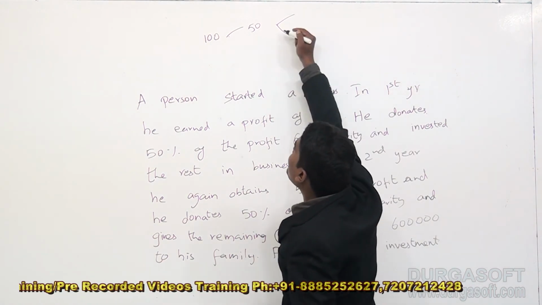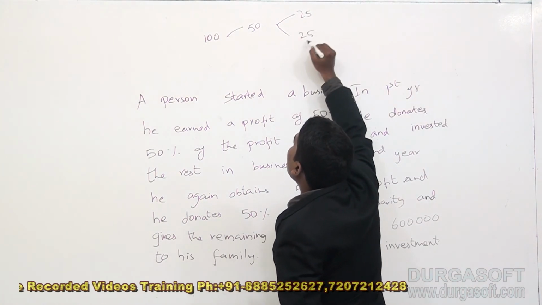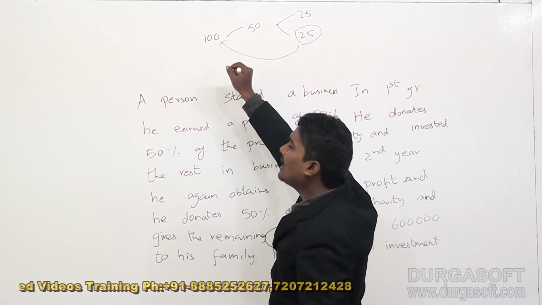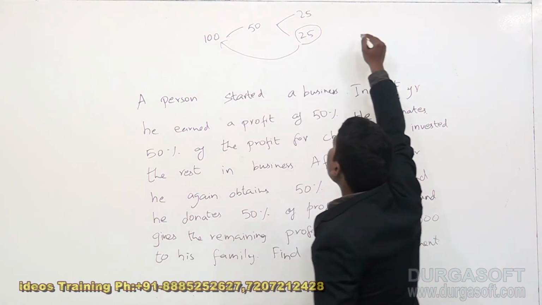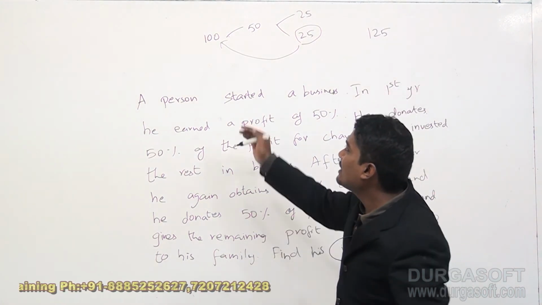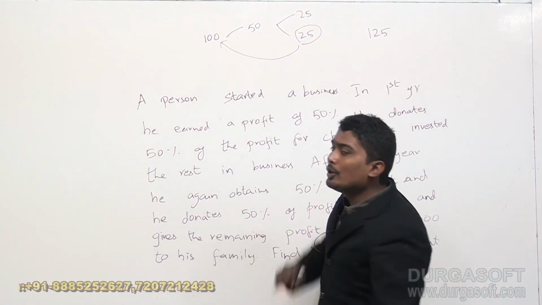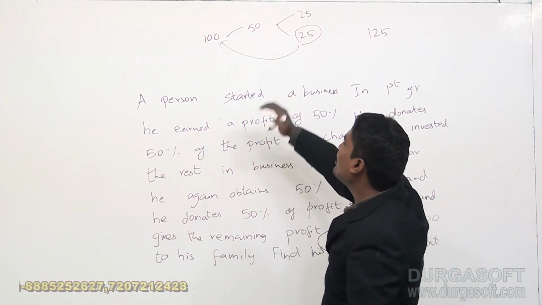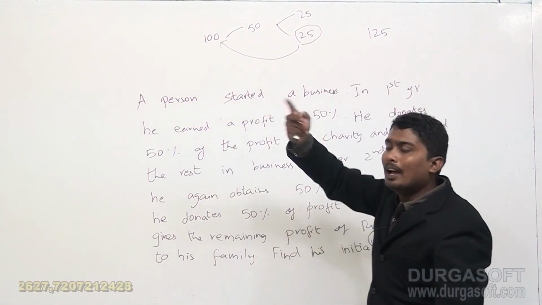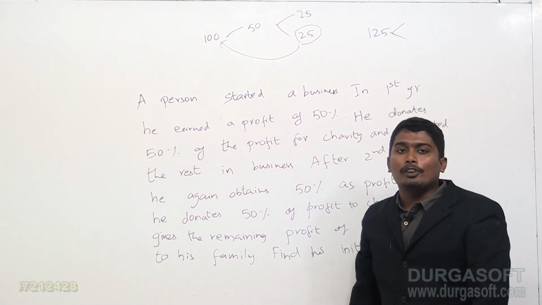In this 50, 50% of 50 is half of 50: 25 rupees for charity, and 25 rupees he again invests in this business. So for the first year his investment was 100. Now for the second year his investment will be 100 plus 25, which is 125. For 100 rupees he gets 50 rupees profit. Among that he gives 25 rupees as charity and 25 rupees he invests in the business again. In the next year, his investment will be 125 rupees.